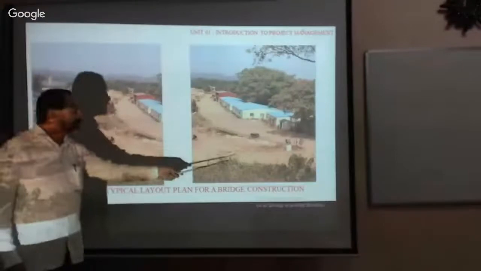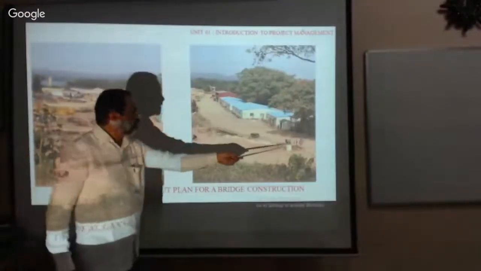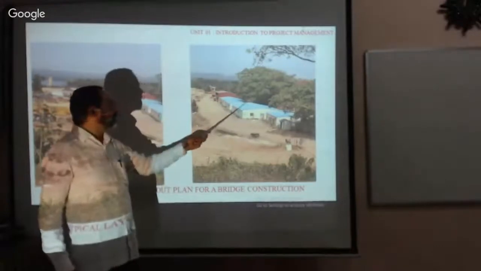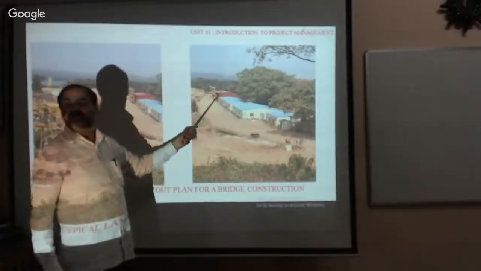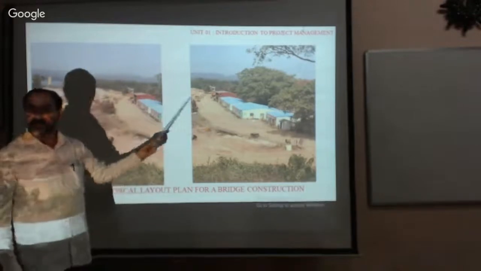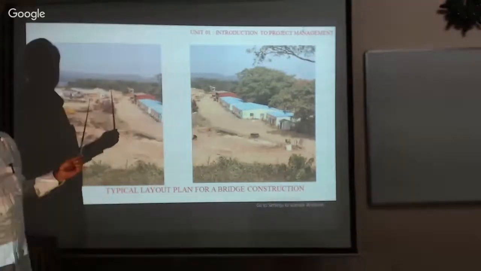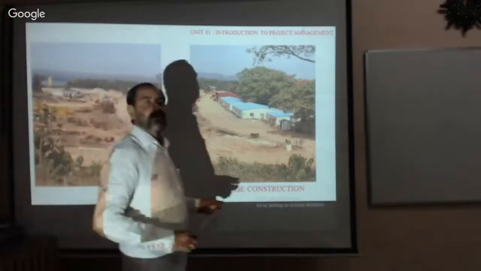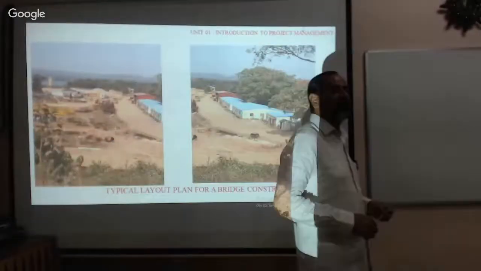Now this is the gate, this is the security, and this is the office and other storages. This is the garage. Can you see this? This is how you need to design your own job layout. This is called job layout.